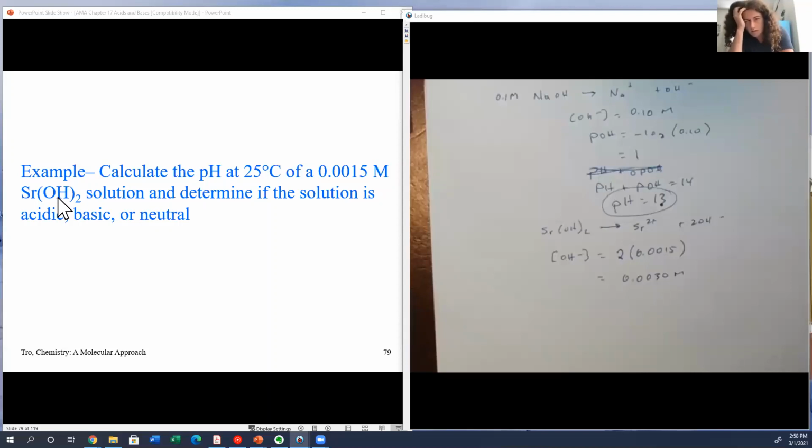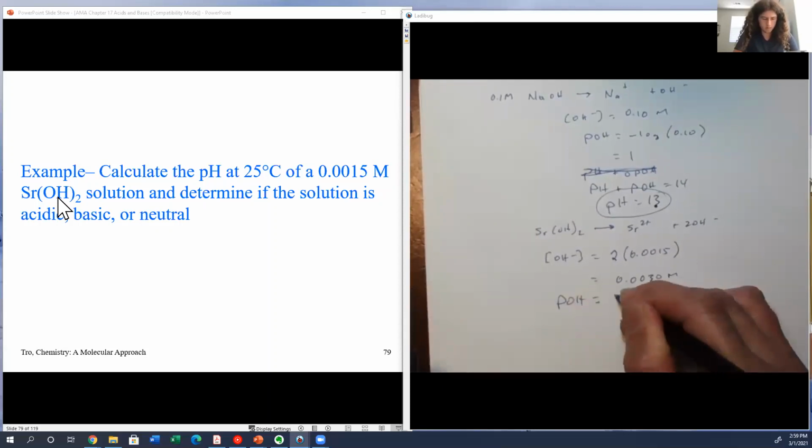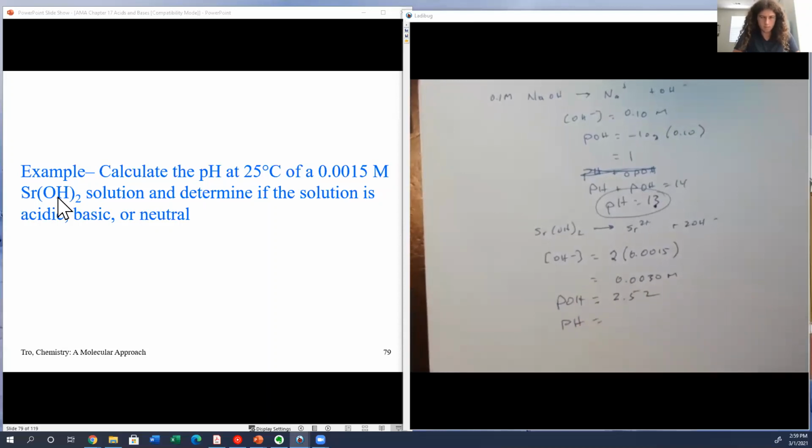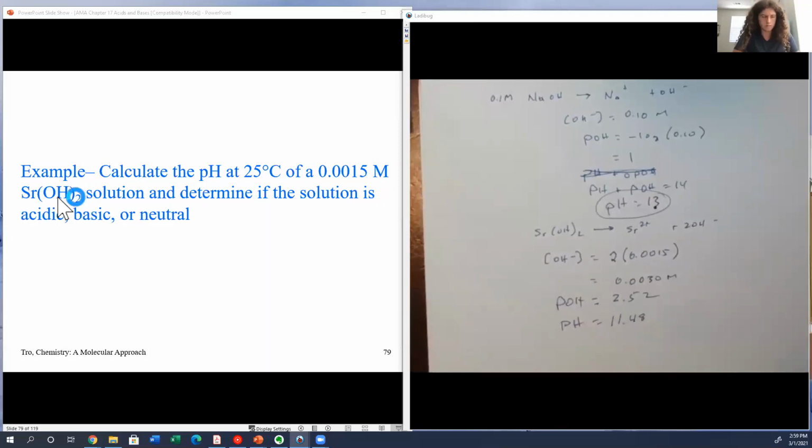So again, I can just take my pOH. I did it differently. Let me just figure that out. That's 0.003, and then I want to take the log of that. So pOH is equal to 2.52, so pH is equal to 14 minus that, so pH is equal to 11.48. Okay. Does that make sense? The 2.52 is just minus the log of that.